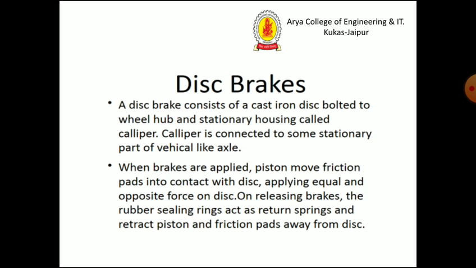Now, disc brake. A disc brake consists of a cast iron disc bolted to the wheel hub and a stationary housing called a caliper. The caliper is connected to some stationary part of the vehicle, like the axle. When the brakes are applied, the piston moves the friction pad into contact with the disc, applying an equal and opposite force on the disc. On releasing the brakes, the rubber sealing rings act as a return spring and retract the piston and friction pads away from the disc.